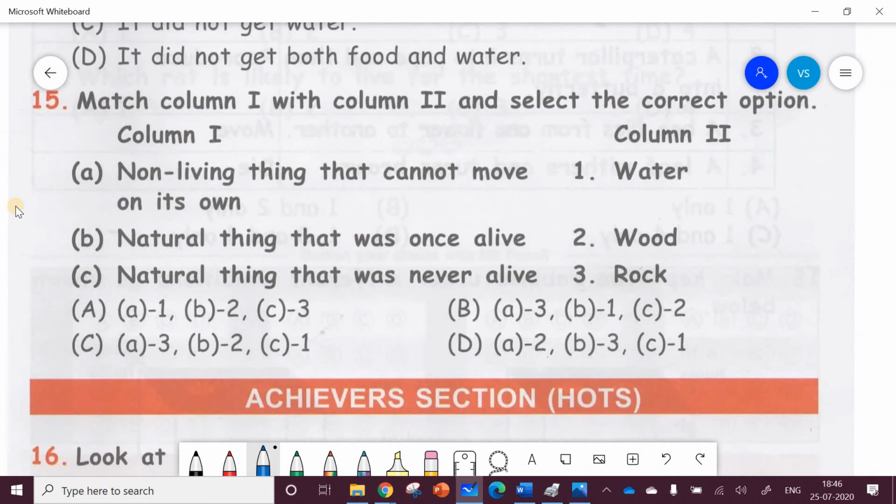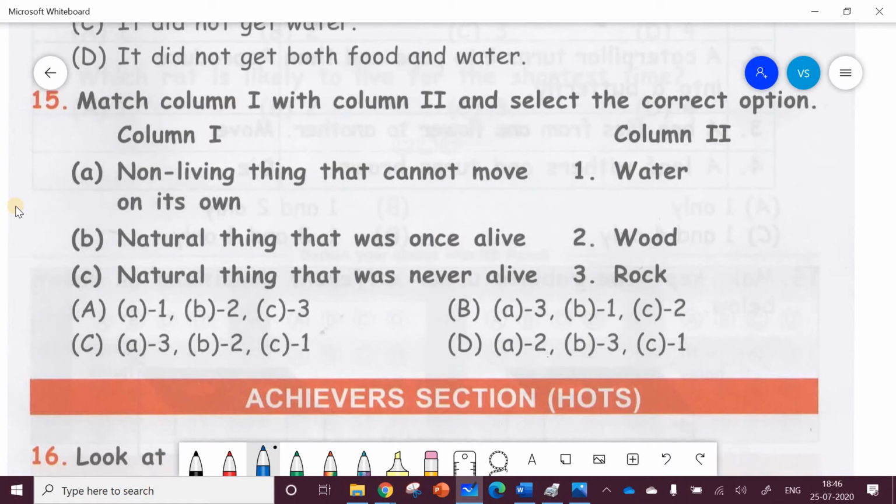Let's see. Now I'll tell you. Match column 1 with column 2 and select the correct option. All right. I think you can do this on your own. You don't need my help here. Go ahead and start writing the correct options for the match the following, please.